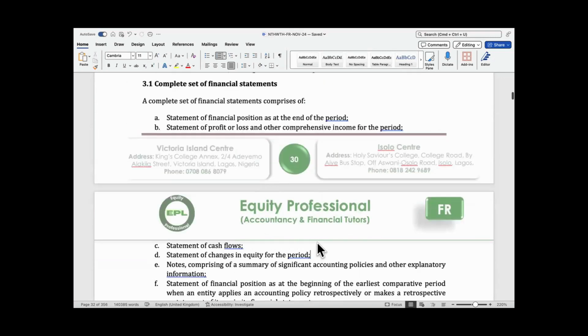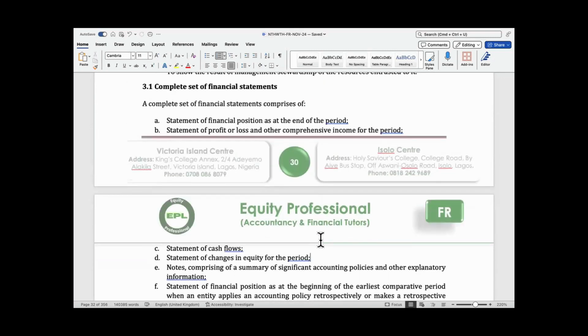Okay, so we're going to spend a lot of our time on this complete set of financial statements. From the statement of financial position as at, we will prepare a lot of it, to the statement of profit or loss.